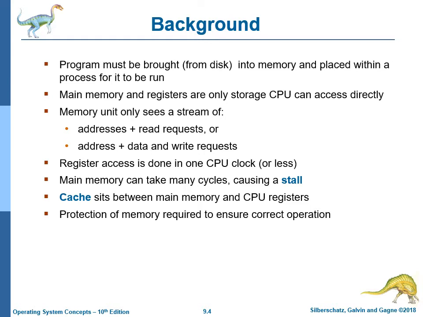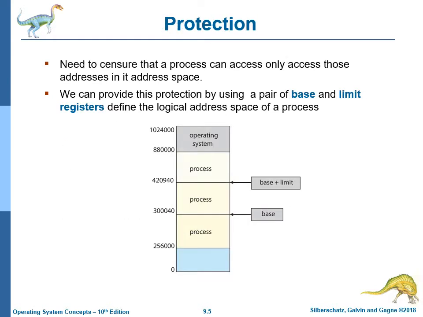So the protection of memory is required to ensure correct operation. So kita kena make sure that the operating system is responsible to have protection of the memory during the execution of the process, the program, and also they have to make sure that there's no overlap between one program to another. So macam mana dia protect? You need to ensure that the process can only access those addresses in the address space.